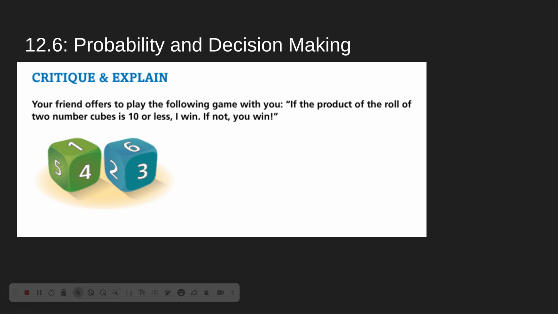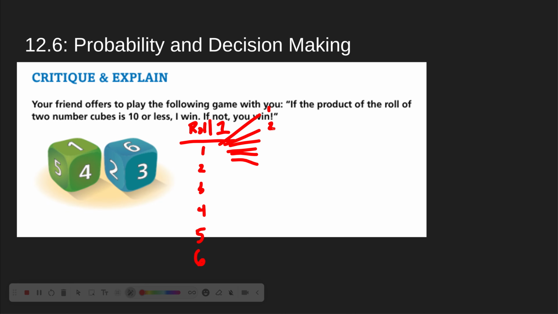Let's see. How would I best write this out? Well, on roll 1, you could get a 1, a 2, a 3, a 4, a 5, or a 6. And then on roll 2, you can get a 1, 2, 3, 4, 5, 6. So immediately I start understanding this is going to be a large chart.